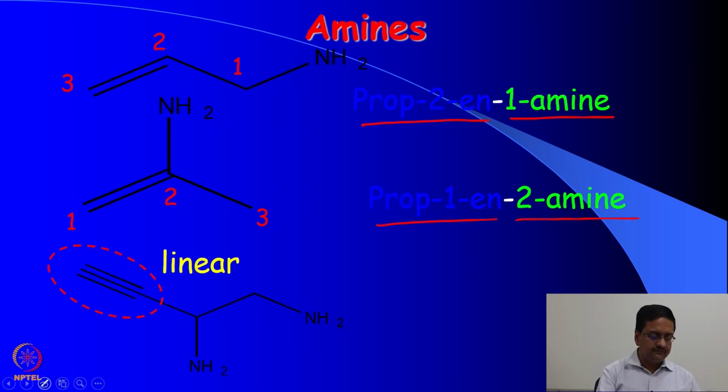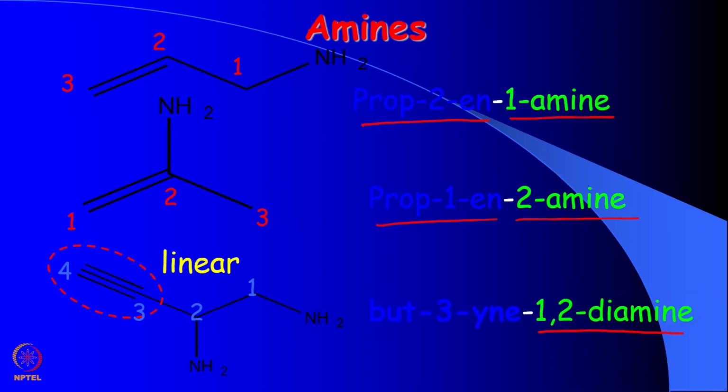And the third one, you see here what we have is a 4-membered chain, 1, 2, 3 and 4. So, we have 2 amino groups. So, it must be diamine. We write it as 1,2-diamine, and this being a derivative of butane, we have a CC triple bond. So, we write it as 3-yne. So, the name directly signifies a particular molecule which is shown here.